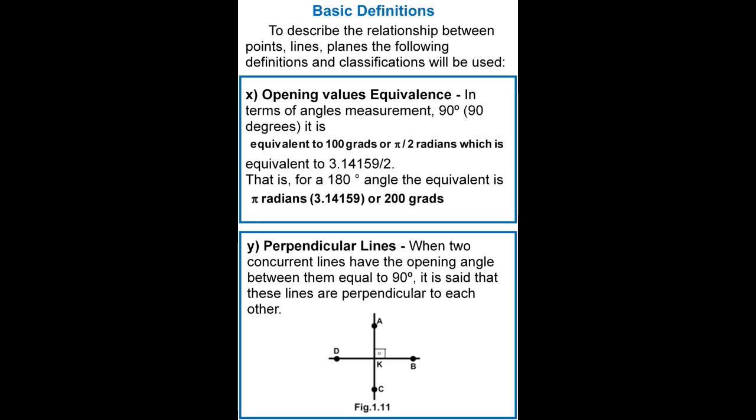The second part of this slide presents the aforementioned concept of perpendicular lines. Two concurrent lines have a degree of aperture between them equal to 90 degrees, that is, 4 angles equal to 90 degrees. Those lines are said to be perpendicular one to each other. The figure 1.11 presents two perpendicular lines. Therefore, the AKG, AKB, BKC, and DKC angles have 90 degrees of aperture and they are 2 to 2 supplementary.